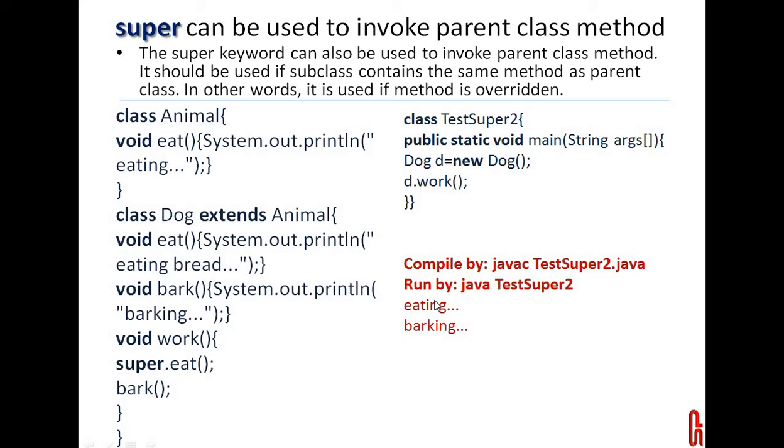So eating is the display command executed from the animal class eat method, and the second barking message is displayed by the bark method of dog class.